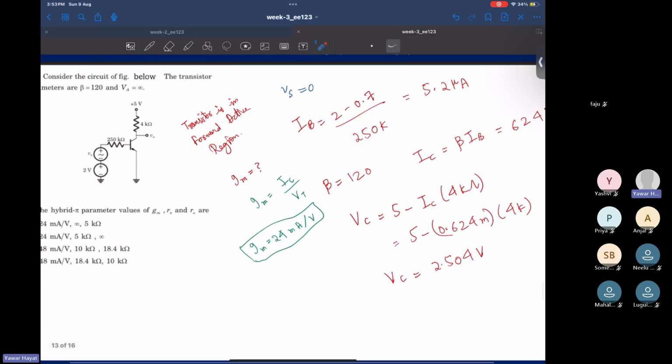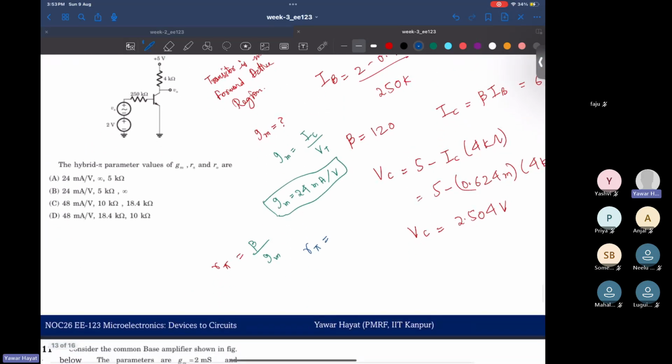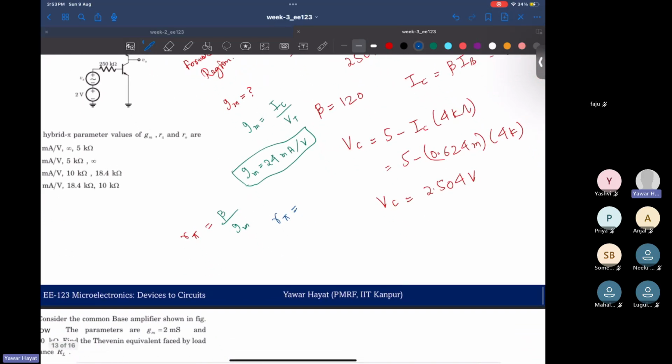Now, r pi. What is r pi equal to in the hybrid pi model? It's equal to beta by gm. If you plug in the values, use beta 120 and gm 24 milliamps per volt, your r pi would be 5 kilo ohm.